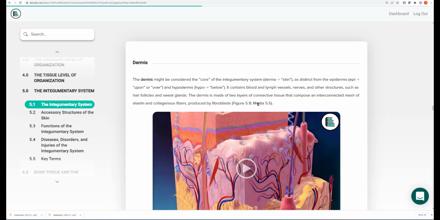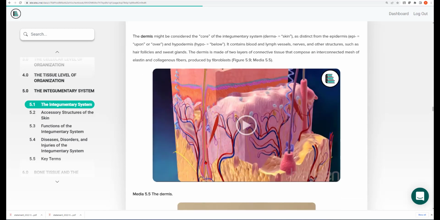As a dense connective tissue, and as a member of the connective tissue proper family, remember that fibroblasts are the main cell that make up the dermis.